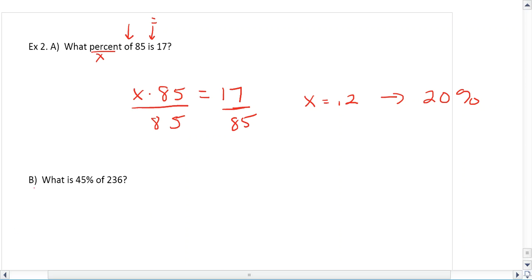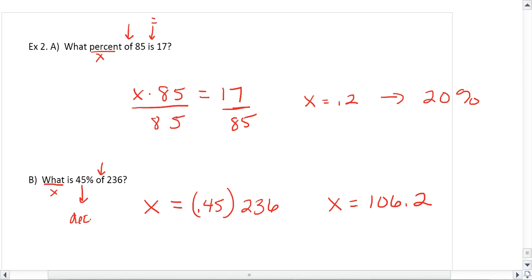Now let's convert this part B here into an equation. The word what is the x. The word is means equals. 45%, we need to change that into a decimal to bring it over to our equation. 45% becomes 0.45. The word of means multiplying, so I'm going to multiply that by 236. And this gives us an answer of 106.2.